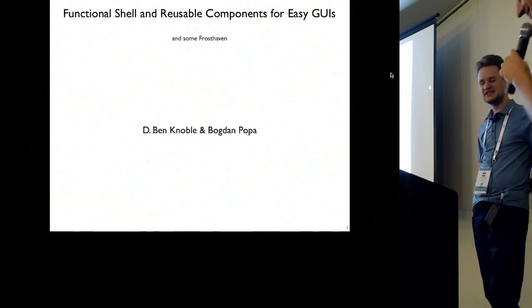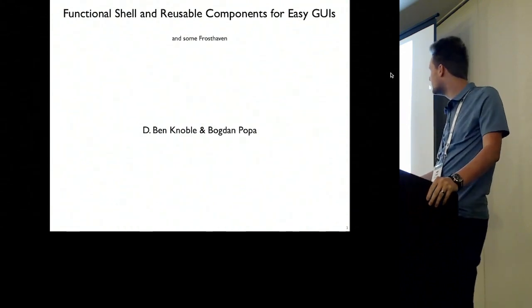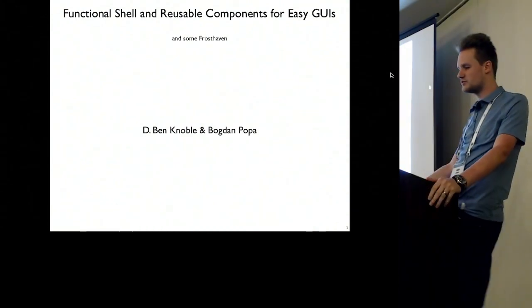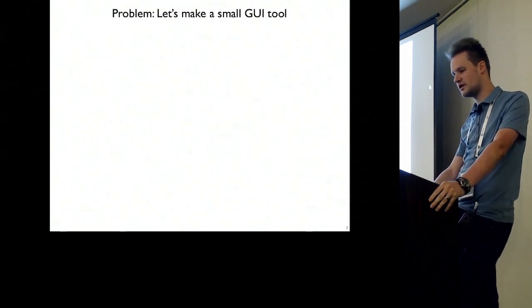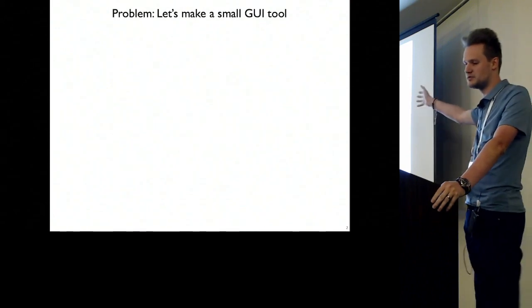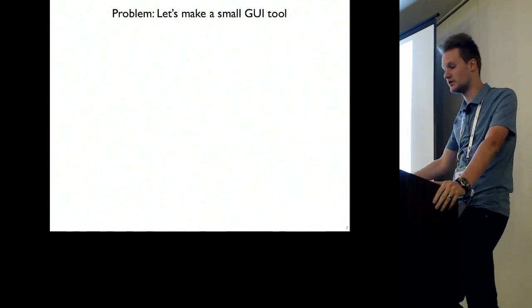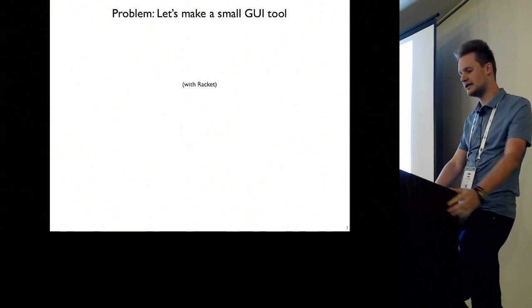So go ahead. Thanks. So yeah, the audience got a little bit of a preview. We're going to talk about functional shell, reusable components, easier GUIs, and just a skosh of Frosthaven. So I'll dive right in. We like to build small GUI tools, or at least I have discovered that I enjoy this now. And we're going to do this with Racket.